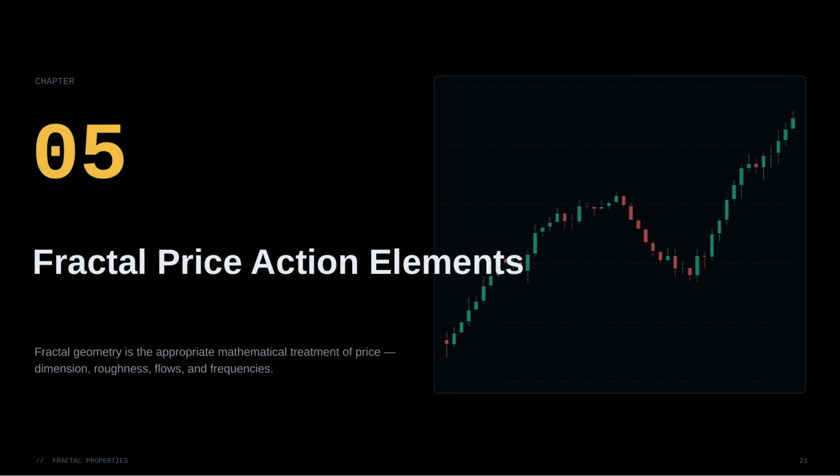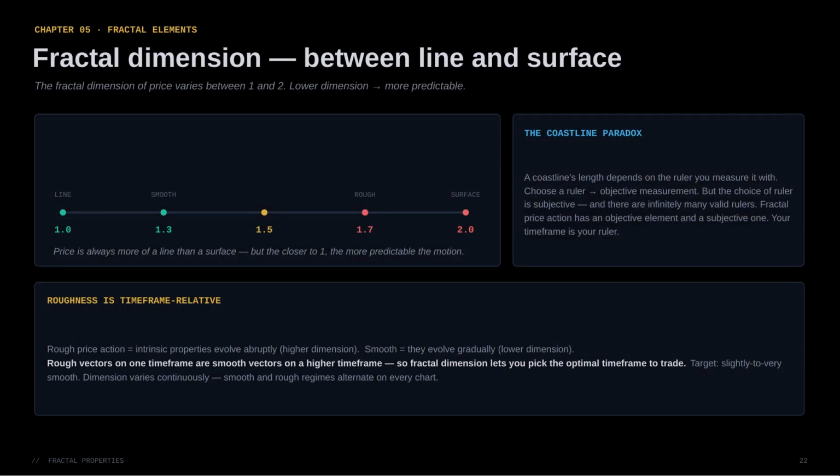Chapter 5. Fractal geometry is the appropriate mathematical treatment of price. This is where the method earns its name. The fractal dimension of price lives between 1 and 2. At 1, price behaves like a line. At 2, like a surface. Price is always more line than surface, but the closer to 1, the more predictable the motion.